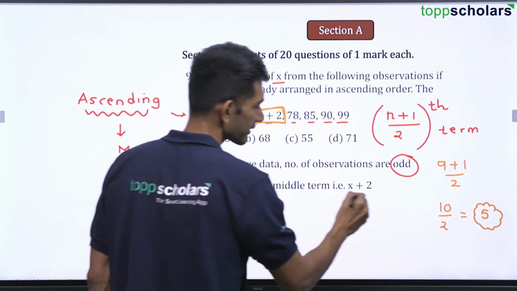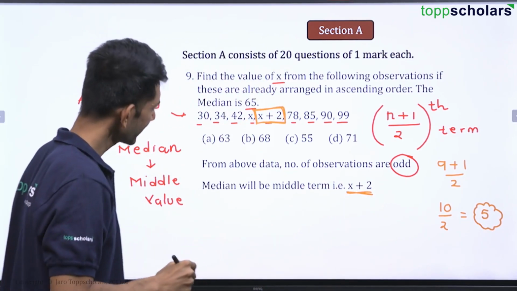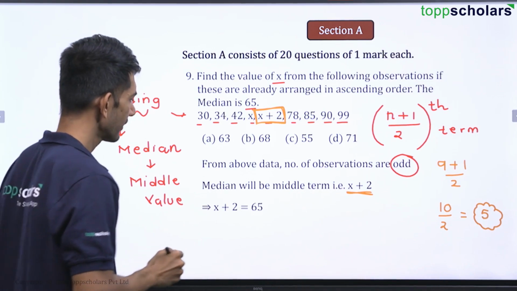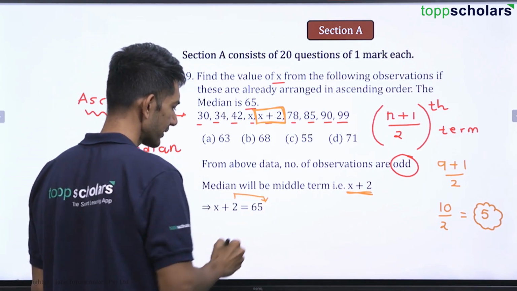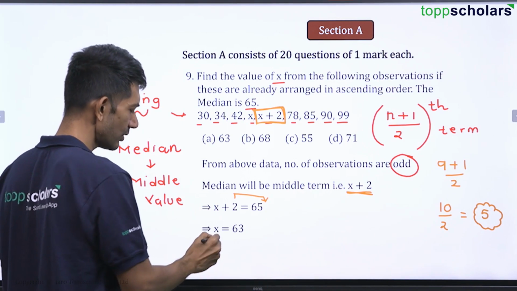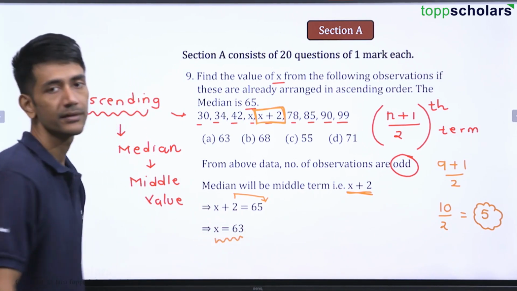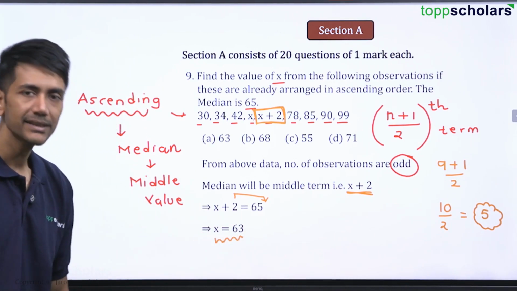So fifth term is x plus 2. X plus 2 is 65. Plus 2 goes on the other side, x will be equal to 65 minus 2, that is 63. Correct? So 63 is the answer.